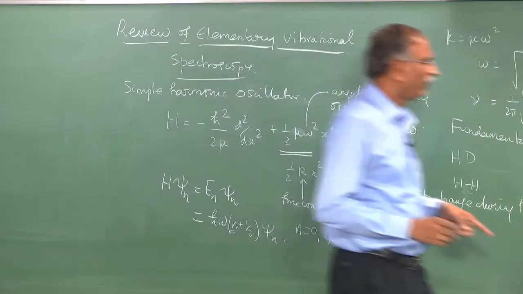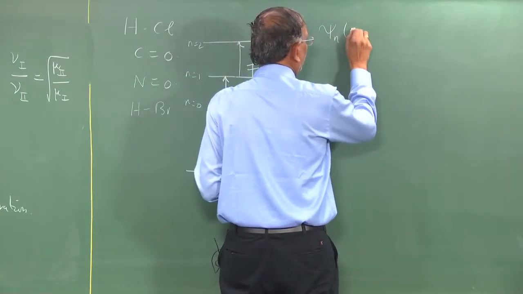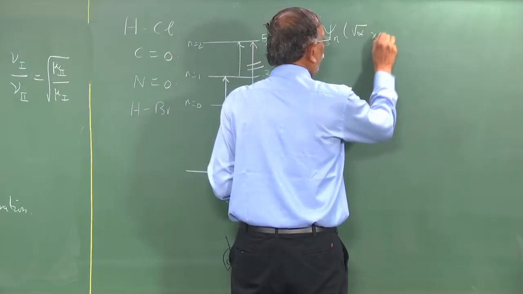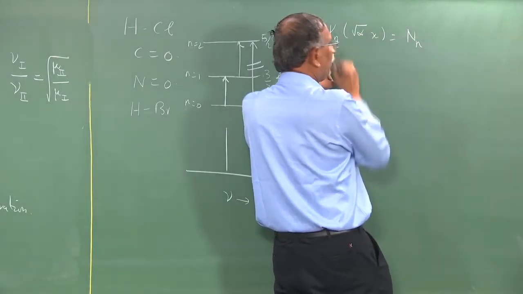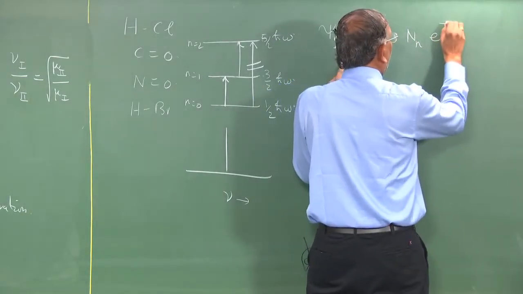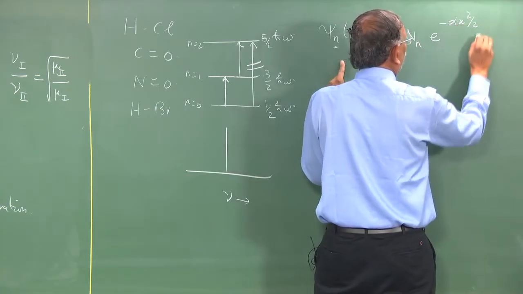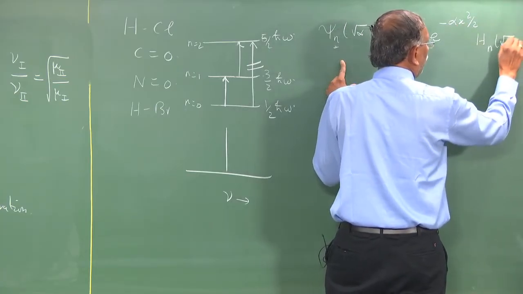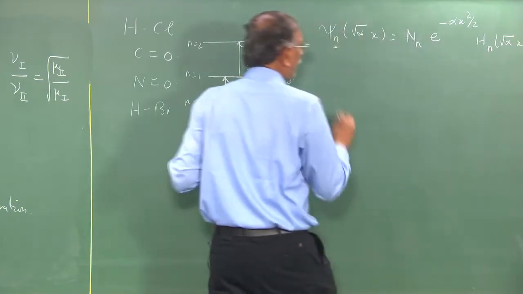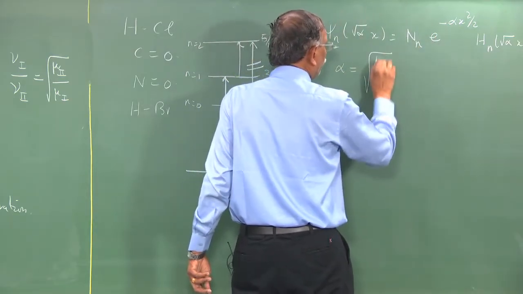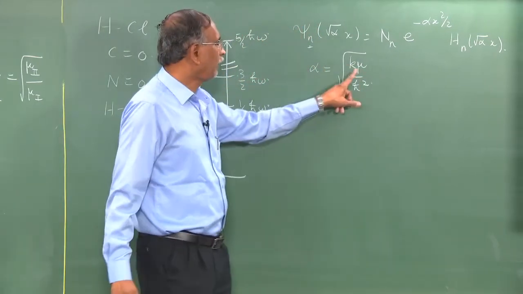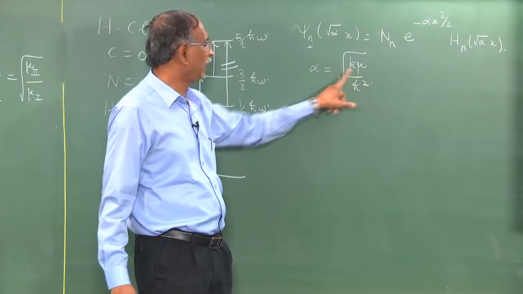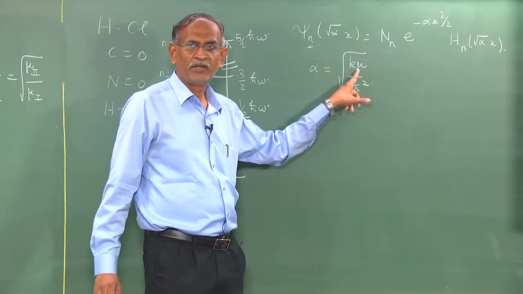We looked at the vibrational wave functions also. We wrote them as psi n, a constant, root alpha x, as a normalization constant which depends on the quantum number n, an exponential minus alpha x square by 2, and the Hermite polynomial with the argument root alpha x, where alpha is the square root of k mu by h bar square. So, k and mu are the parameters of the harmonic oscillator. Therefore, alpha is determined by the nature of the oscillator.